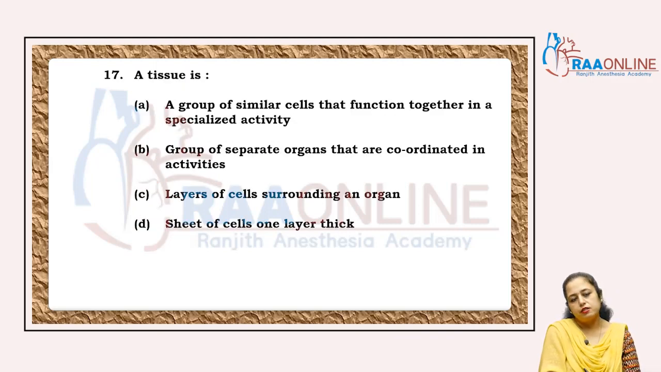When we define a tissue, we know that it is a group of similar cells that function together in a specialized activity. A group of separate organs that are coordinated in activities, a layer of cells surrounding an organ, a sheath of cells one layer thick, no. They are a group of similar cells, so the answer is A, right? So the answer is A. Clear?